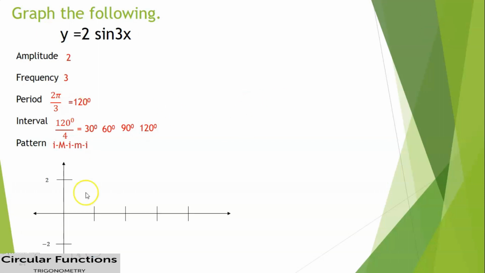So graphing this, take note our amplitude is 2, and it's negative 2 here. Our interval is 30, 60, 90, 120, and so on. Take note, you can extend to the right and to the left. So graphing this, it's intercept, maximum, intercept, minimum, and intercept. So for the graph of y is equal to 2 sine 3x, we will end up with this.